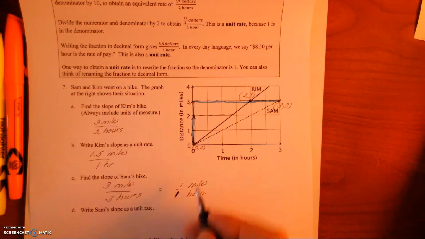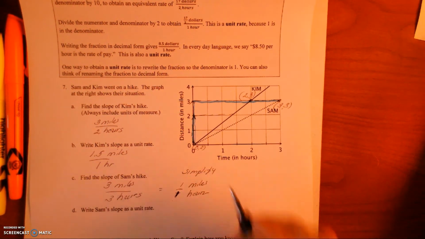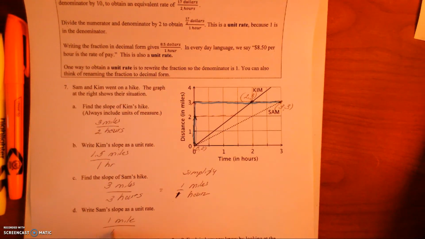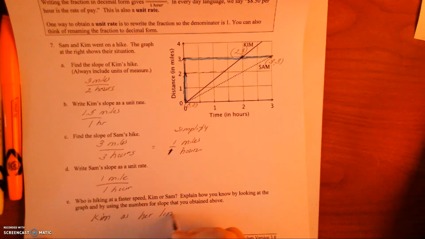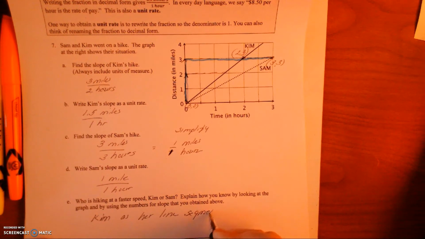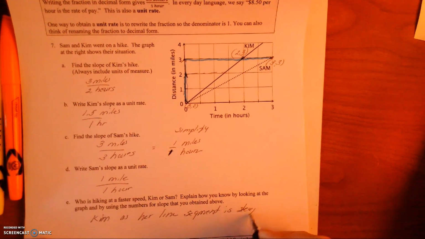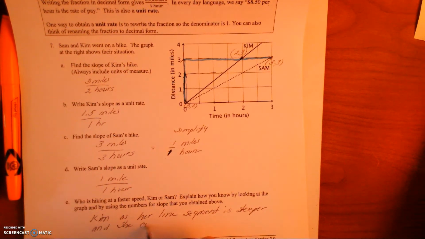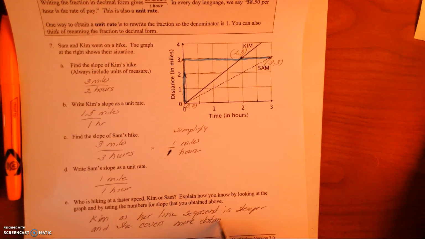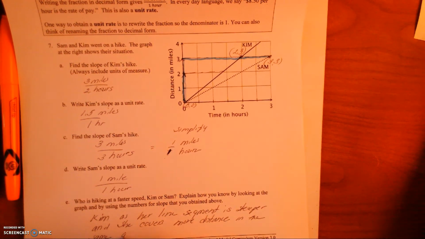So since we simplified it and it's over 1, it's 1 mile per 1 hour. Who is hiking at a faster speed? Kim, as her line segment is steeper and she covers more distance in the same amount of time.